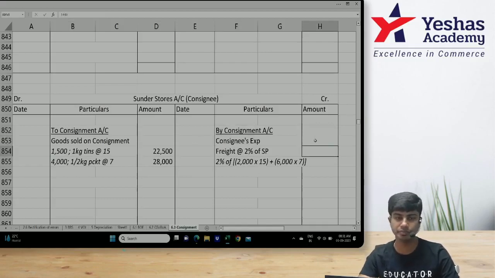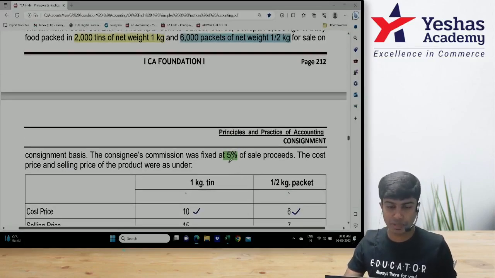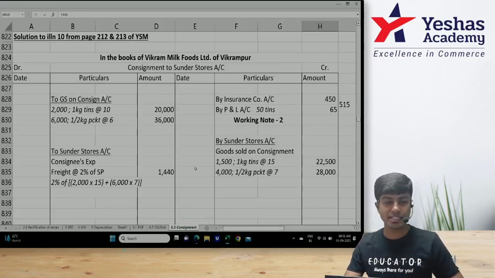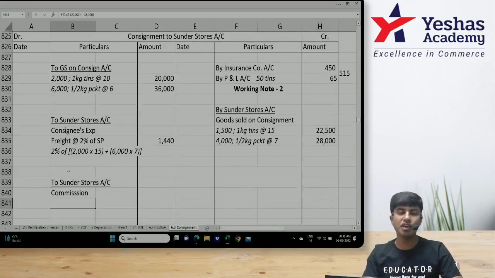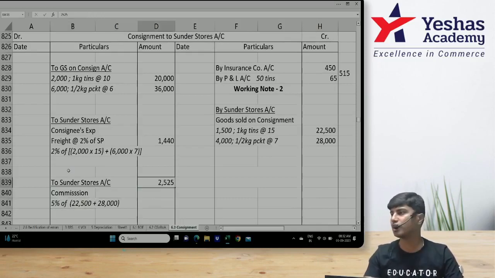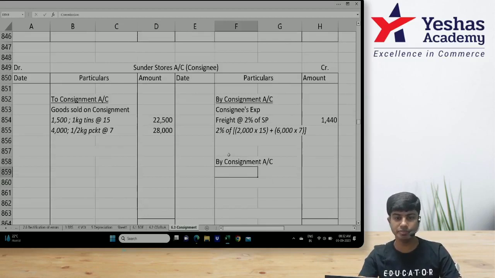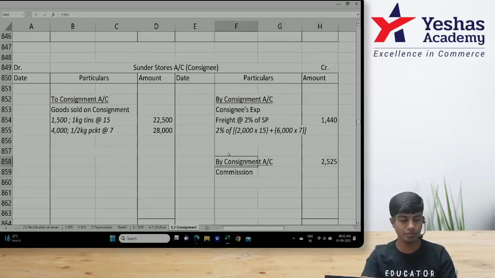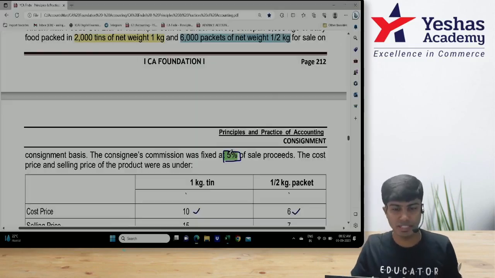How much is that expense that he paid? 1,400. Here, next, we know commission, no? We knew the commission percentage. We didn't compute that. Why? We didn't know sales. Now, shall we compute 5% commission? Entry is consignment account debit to consignee, that is Sundar Stores. Commission. 5% of 22,500 plus 28,000. How much? 2,525. In consignment account, I have written to Sundar Stores. In Sundar Stores account, I will write to consignment. Commission 2,525.